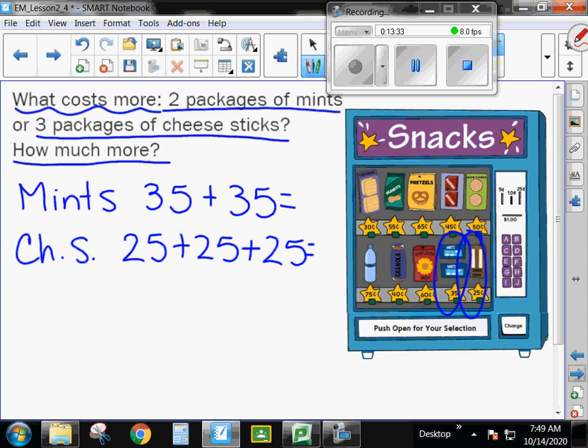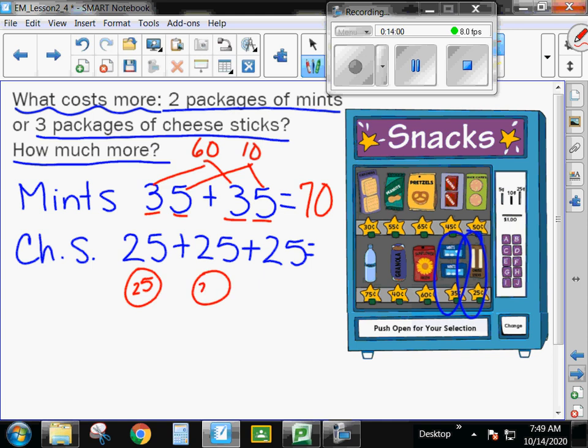All right, looking at my mints, I know that 30 plus 30 is 60. And I know that 5 plus 5 is 10. And so when I put those together, I've got 70 cents for the mints. Remember, guys, when you're doing this strategy here, you've got to make sure you're adding the tens together and you're adding the ones together. Be real careful so you don't mix that up. And then for my cheese sticks, this should have been really easy. Think of quarters. If your mom gives you 3 quarters for a snack, how much money do you have? 25? 50, 75. So you've got 75 cents for the cheese sticks.